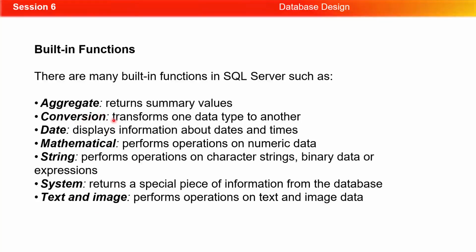Aggregate types of functions return summary values such as max, min, average. Conversion converts one data type to another. So the number 10, that's string data, can be converted to an integer. 10.1, a real, can be converted to an integer, which would just be 10 in that case.